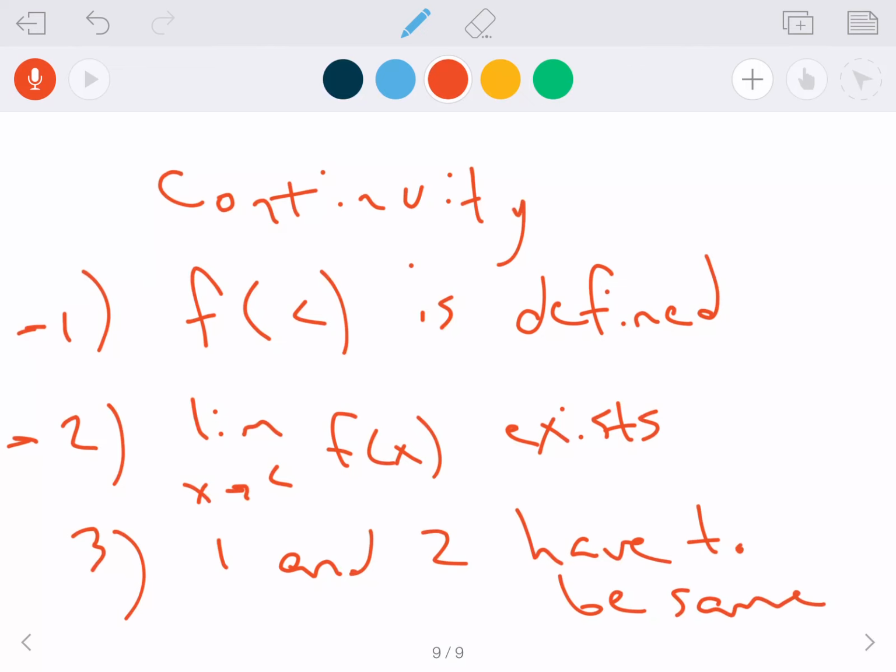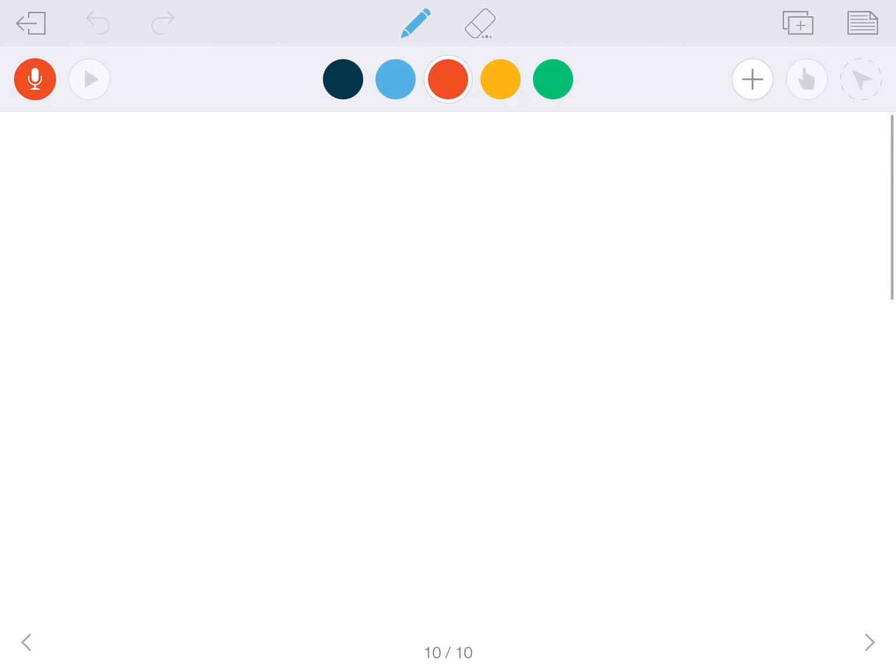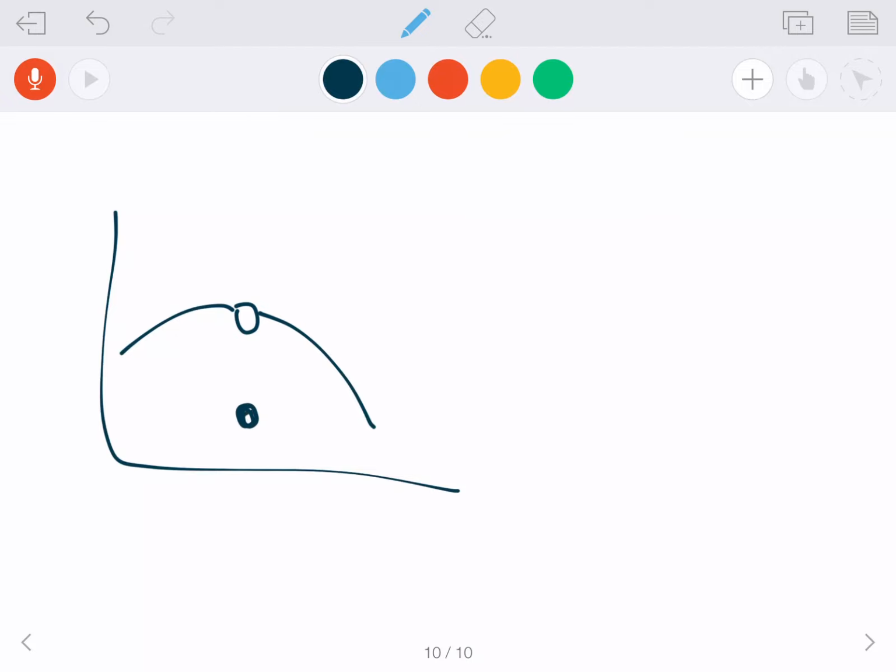So we've looked at illustrations of this before. So say you have a function that's got a hole right here, and then it's defined somewhere else. It meets the first requirement, it's defined. It meets the second requirement because there is a limit there, but it fails the third requirement because these are not the same value, right? The limit has to match the definition in order to have this definition of continuity met.